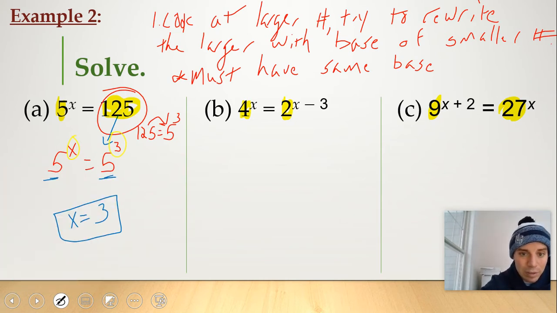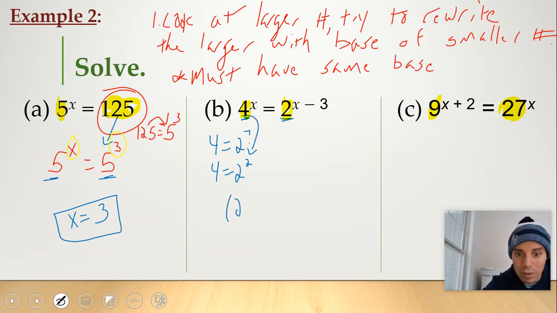Let's look at our second one. We've got a base of 4 and a base of 2. I start by looking at the larger number, which is 4, and say, is there any way I could rewrite 4 as 2 to some power? And I can, right? 4 is equal to 2 squared. So I'm going to change that 4 to a 2 squared.